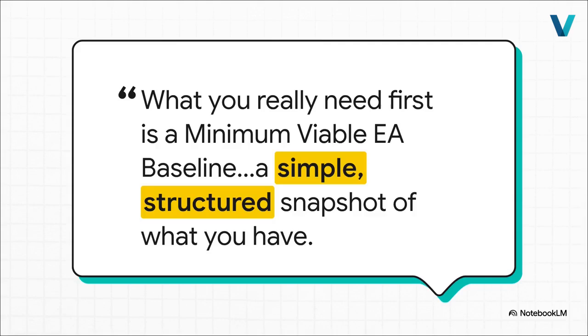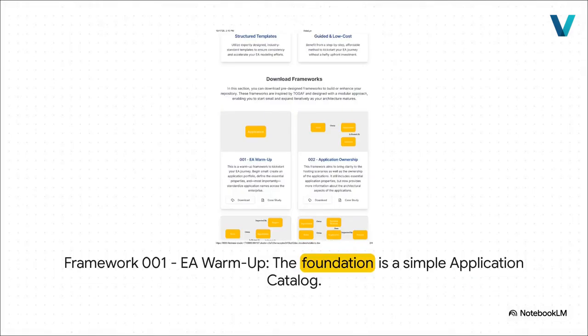Nope. Instead, it's about creating what the source material calls a minimum viable EA baseline. Basically, a simple, structured snapshot of what you have right now. It's all about starting small to win big. And that whole journey starts with the absolute foundation, an application catalog. You can think of it as the warm-up.